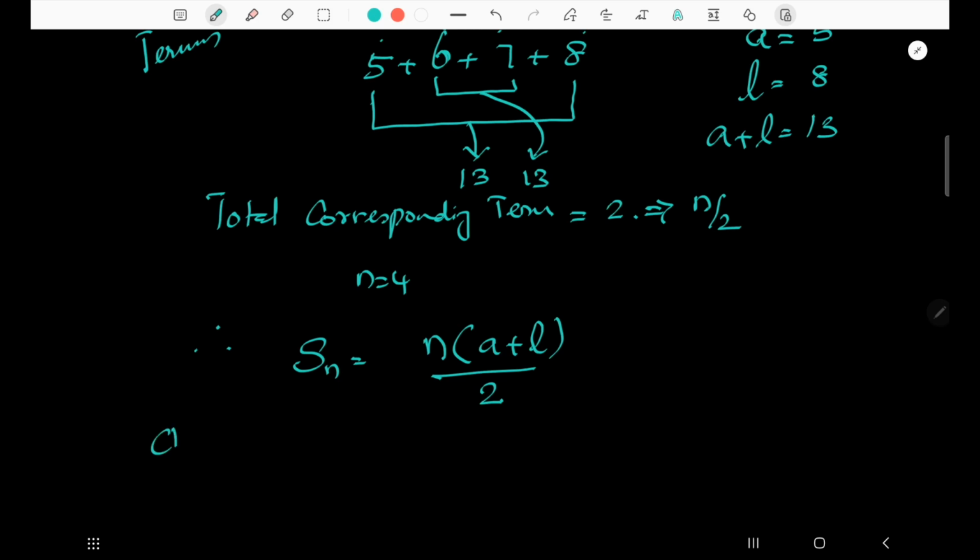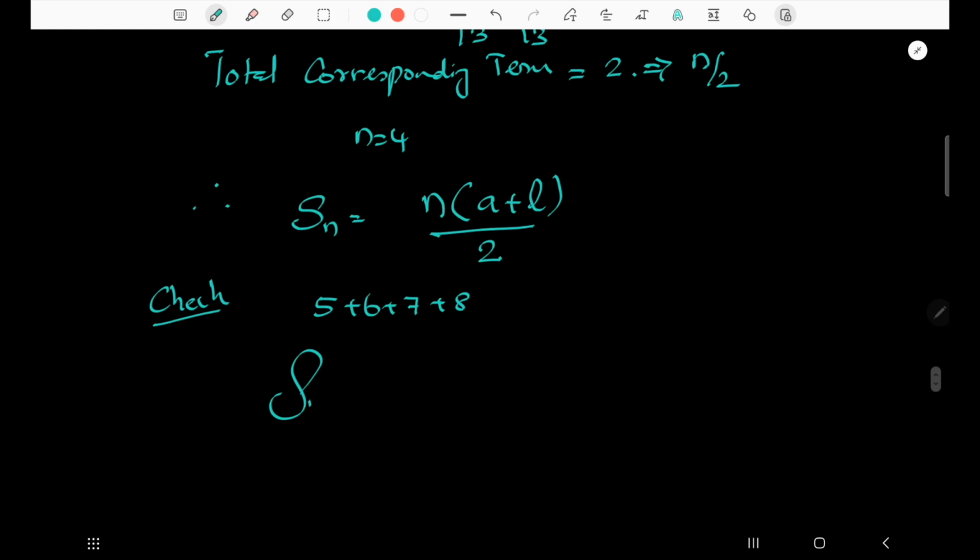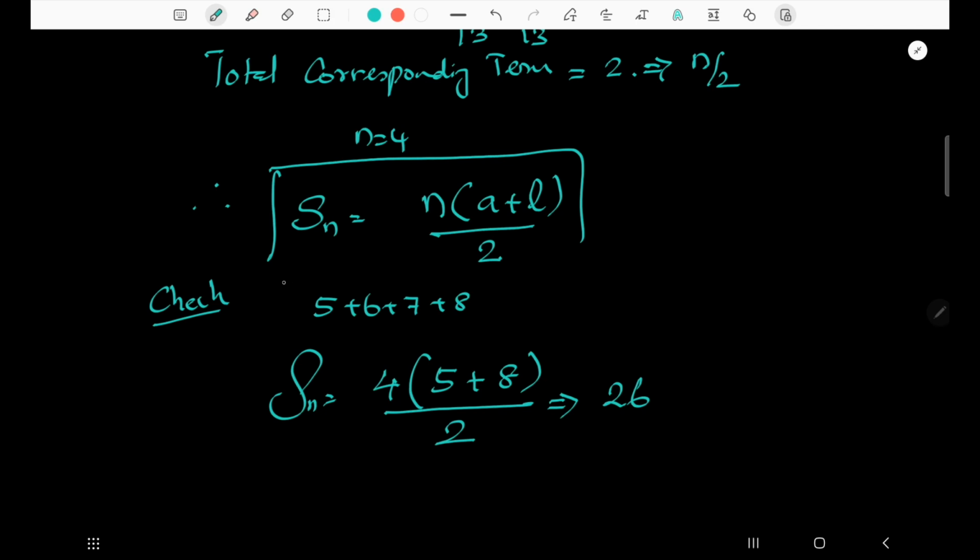Now check for 5 plus 6 plus 7 plus 8. We get Sn equals, number of terms is 4 times of first term plus last term divided by 2, which equals 4 times 5 plus 8 is 13, 13 times of 4 divided by 2 comes to 26. Clear? Now we got that formula for this one.